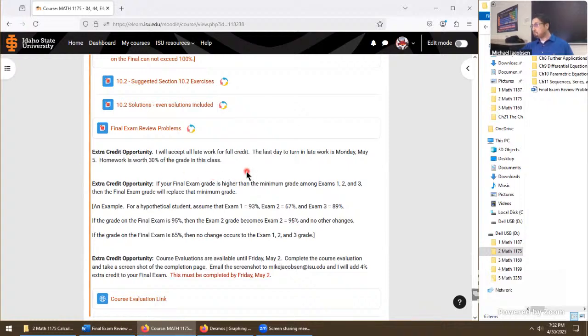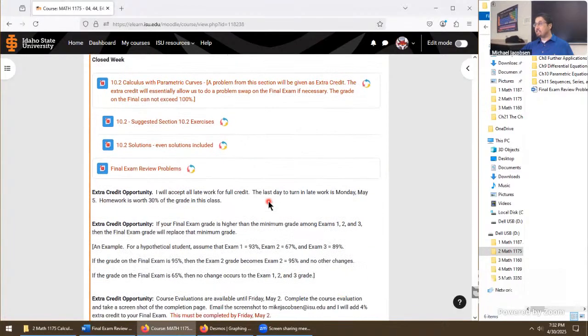Other things to mention: if there's a problem on the final exam that is not your favorite problem, maybe you just didn't like it, or maybe your mind went blank on that one problem, it can happen on a 2-hour exam, there's going to be the opportunity to do essentially a problem swap. One exact problem from this section, not a bunch of problems, but one, is going to be on the final exam, not for extra credit, to do a problem swap.